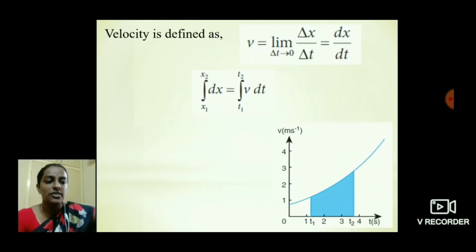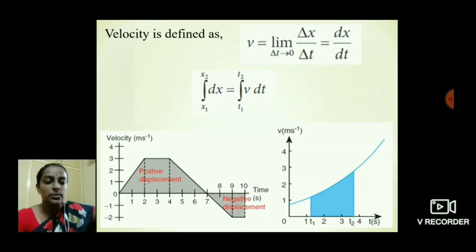So from this graph we can tell that the integral of v dt is the area under the curve with time, over a particular time interval. Since it is one-dimensional motion, we get positive displacement with positive area and negative displacement with negative area.